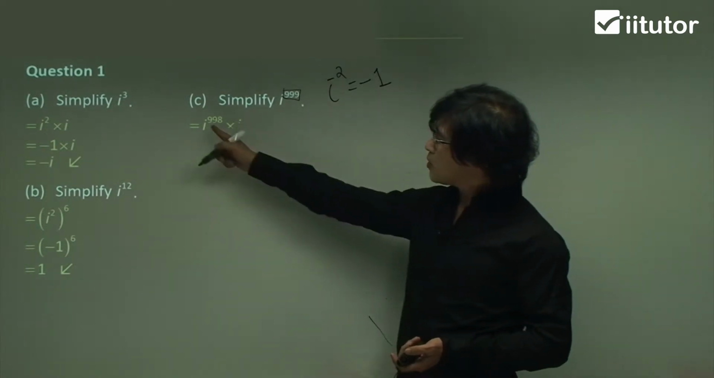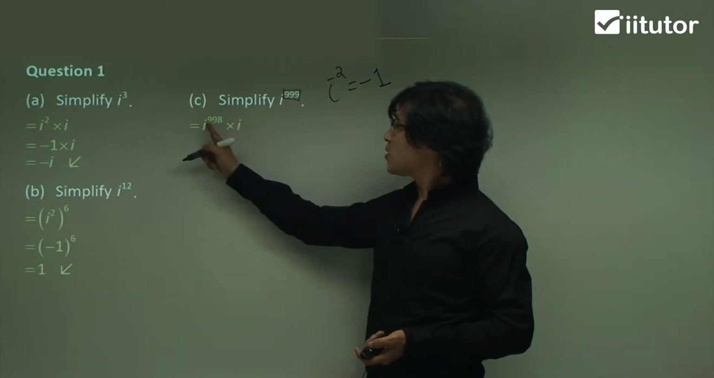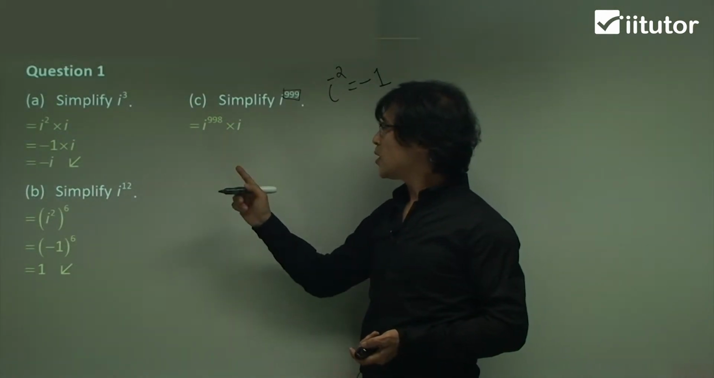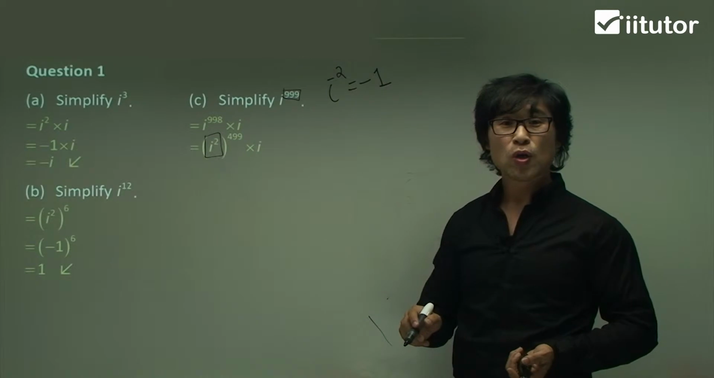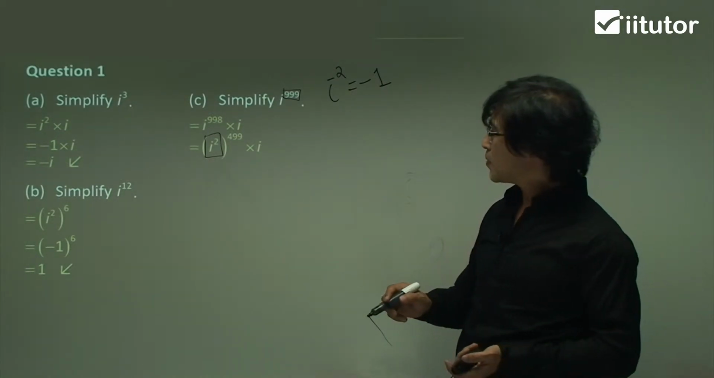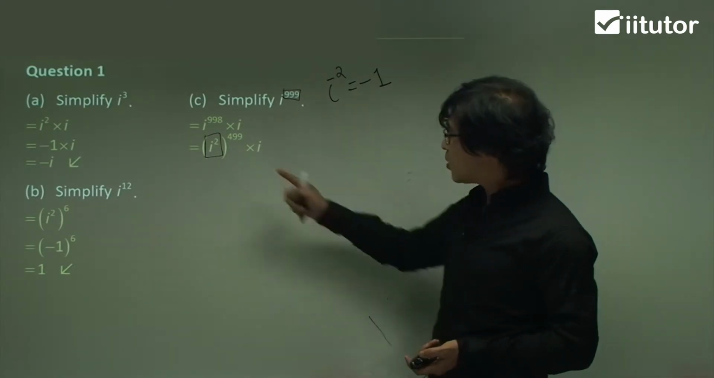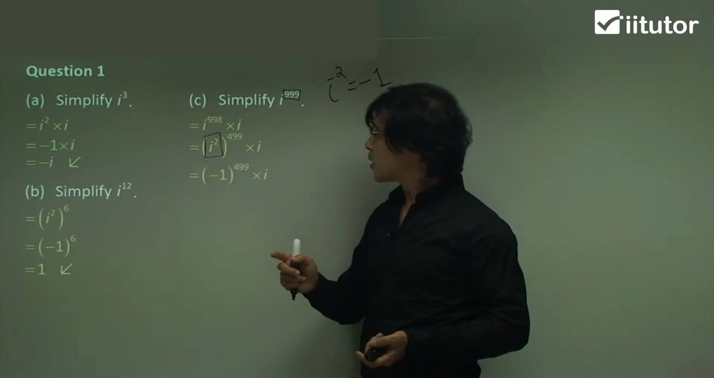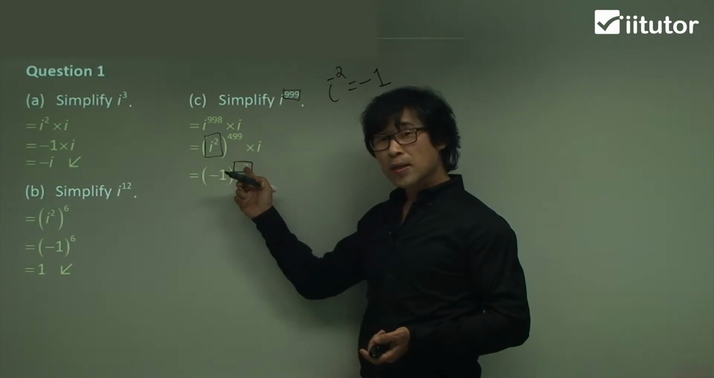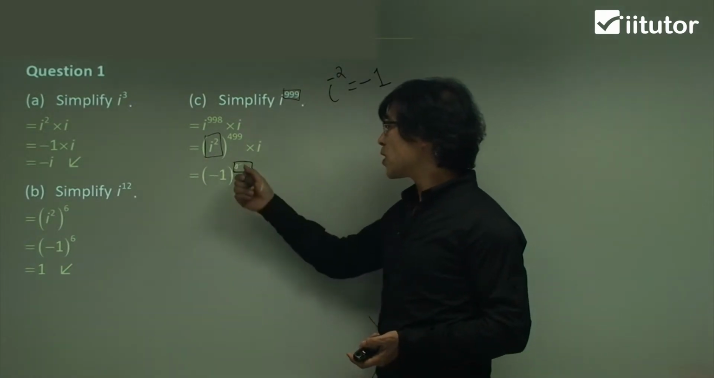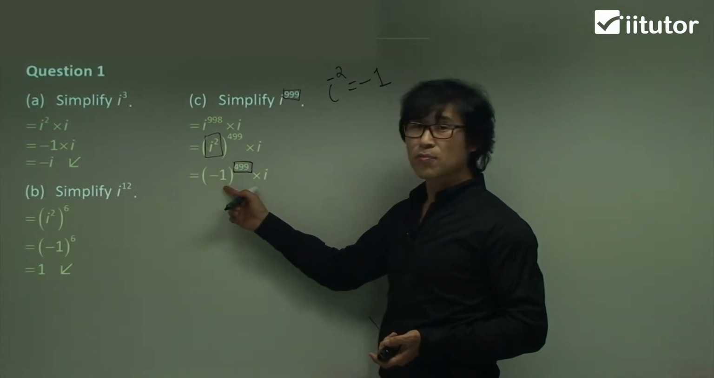How do you do it? Simply divide 998 by 2. It will come out 499. Then we are happy to have i squared within the bracket. Can you see this? Okay, then almost finished. Substitute -1 within the bracket, like this, and then what do you see? No matter what this number is, we can recognize that it is an odd number. So any odd power of -1 is simply -1.